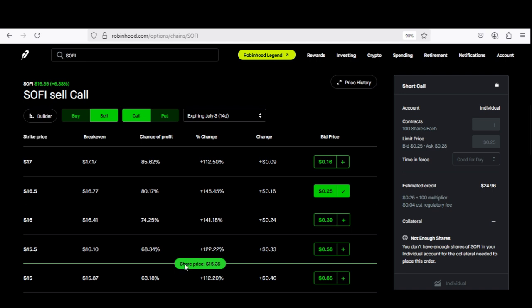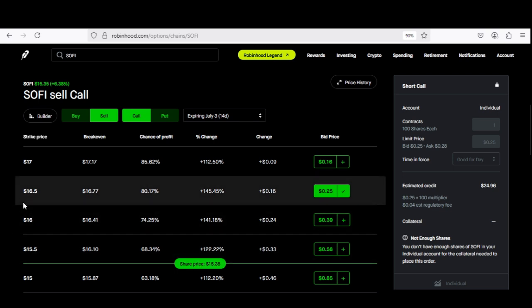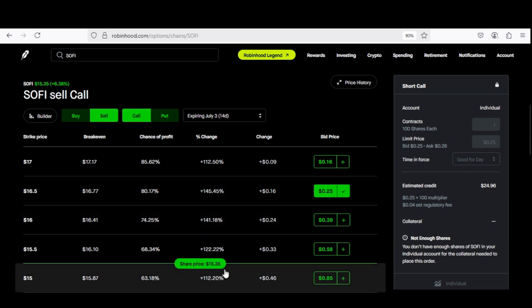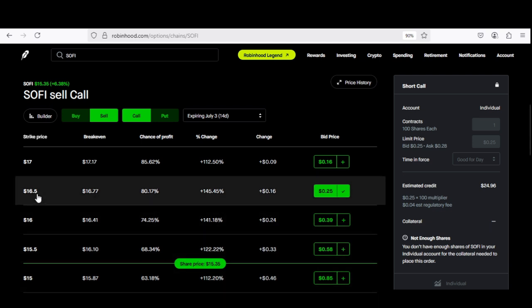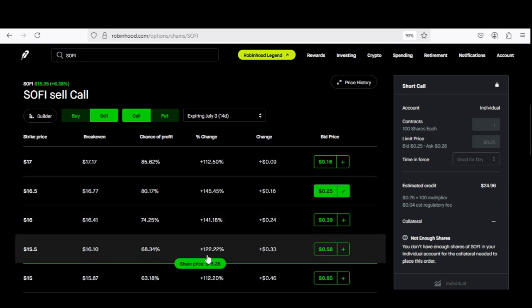The reason you're going to have cash in your portfolio is because you're going to be what's known as assigned. Assignment simply means they're going to sell your 100 shares at the strike price you choose, which is going to be 16.5. So now you're going to have $1,650 in your portfolio. But remember, when you bought 100 shares, you bought it at 15.35. Let's round it up to 15.5 just for purposes of this video.